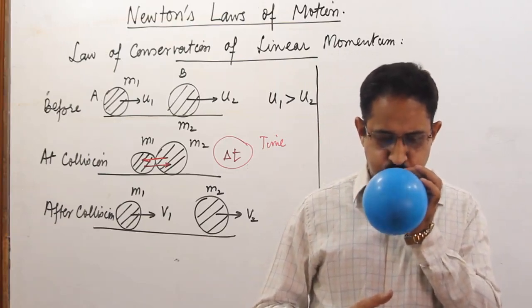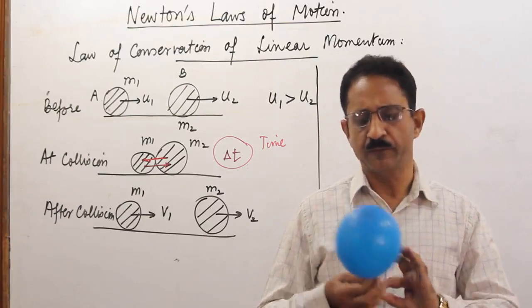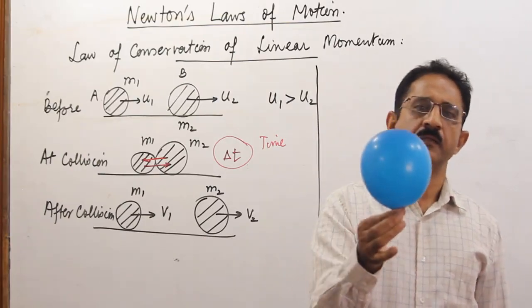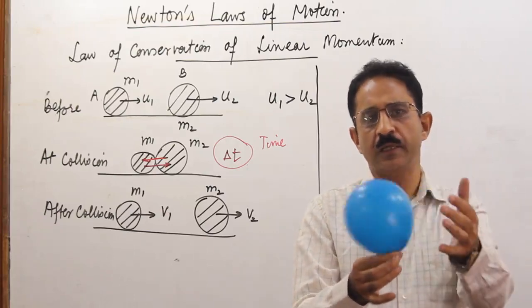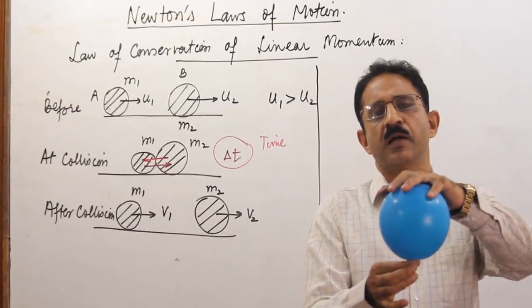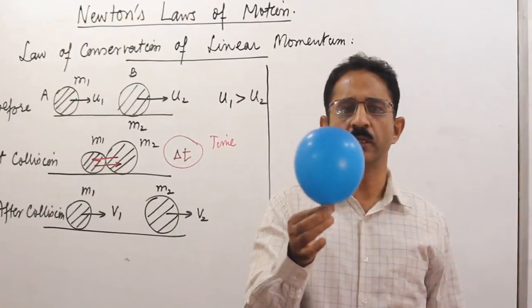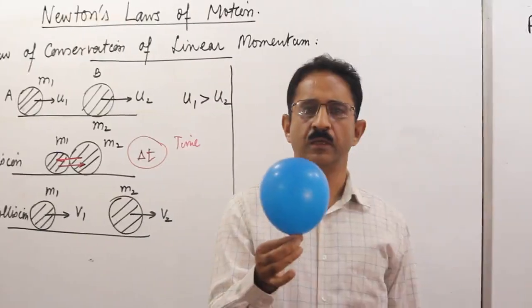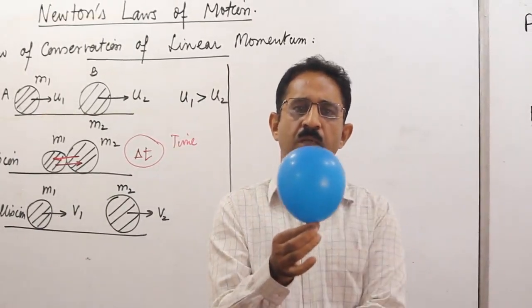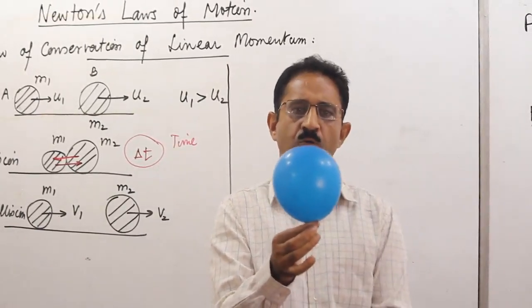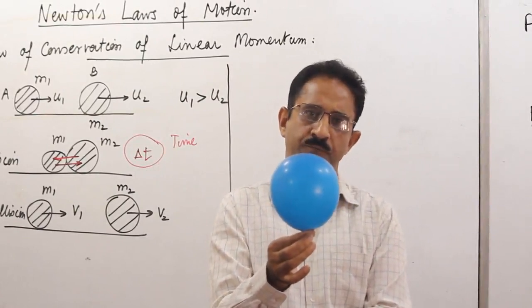Now this filled balloon is in a state of rest right now. That means there is a mass of air inside it, there is the mass of the balloon, and the total linear momentum of this system is equal to 0, because if I keep it in this room, in this laboratory, I have placed it at one position.